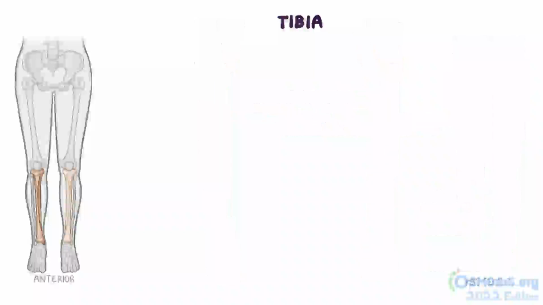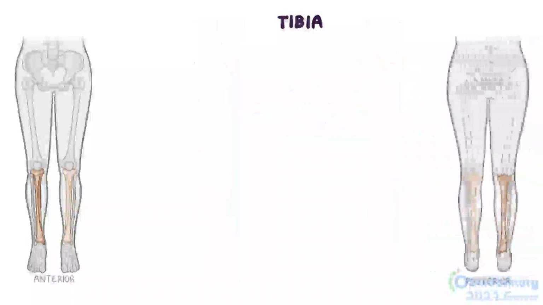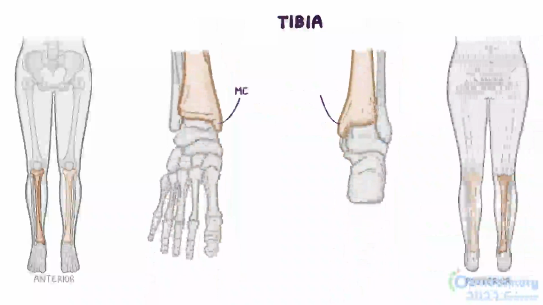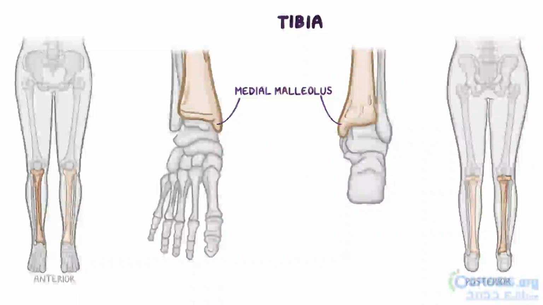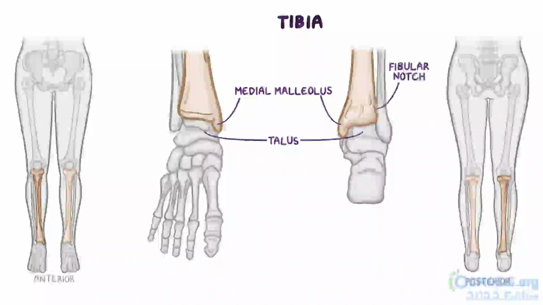Finally, the distal tibia is longer on the medial side, a bit like a claw, and it forms the medial malleolus. The inferior surface of the shaft and the lateral surface of the medial malleolus articulate with the talus, a bone of the foot. On the lateral side of the distal tibia, the sharp border of the interosseous border is replaced by the fibular notch, where the fibula attaches to form the tibiofibular joint.